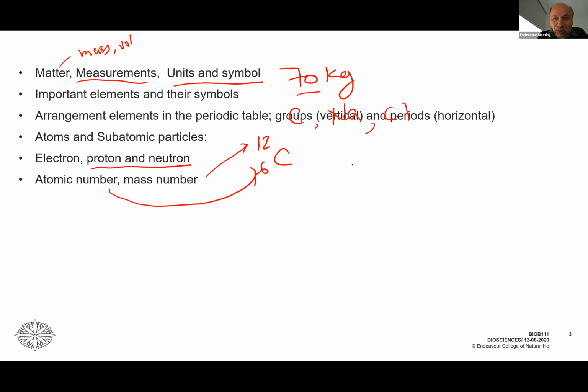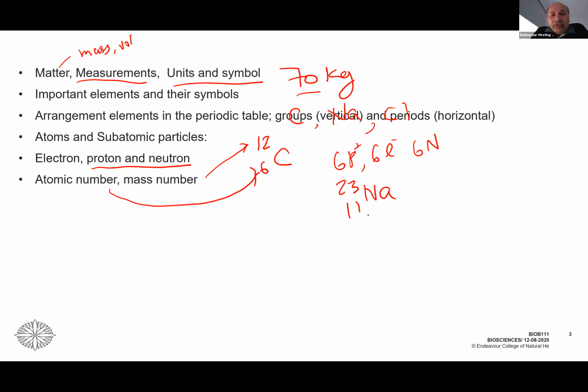So we have 6 protons, 6 electrons, and we have 6 neutrons. An atom is electrically neutral because it has equal number of protons and electrons. If you know the atomic number, you know the number of protons. And if we know the number of protons, then that will be the number of electrons. Everyone is happy with that? Yes. I will give an example here, sodium, Na for sodium, 23 and 11.